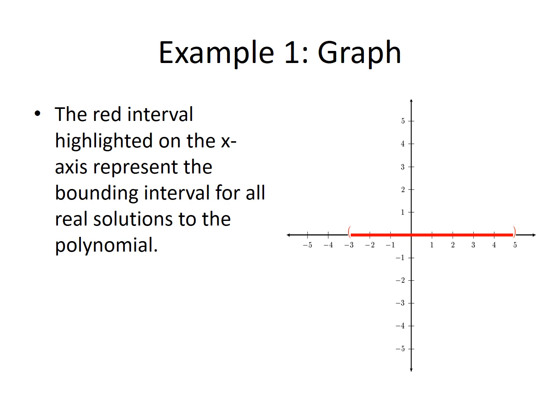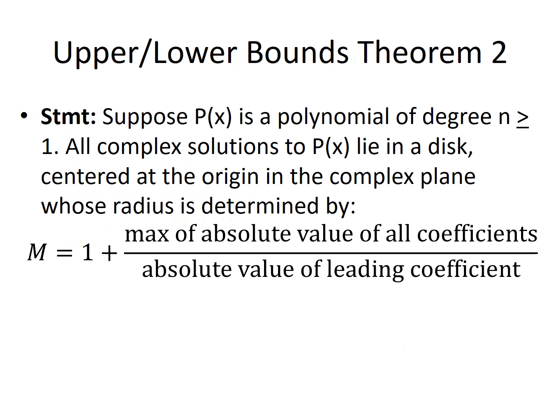So the red interval highlighted on the x-axis represents the bounding interval for all real solutions to the polynomial. So all the real solutions anyway, to this polynomial have to be somewhere on this red line. The upper lower bounds theorem part 2 statement is given here, and this provides a bound for all complex solutions. So that includes your real ones as well as your imaginary ones. And it goes like this.